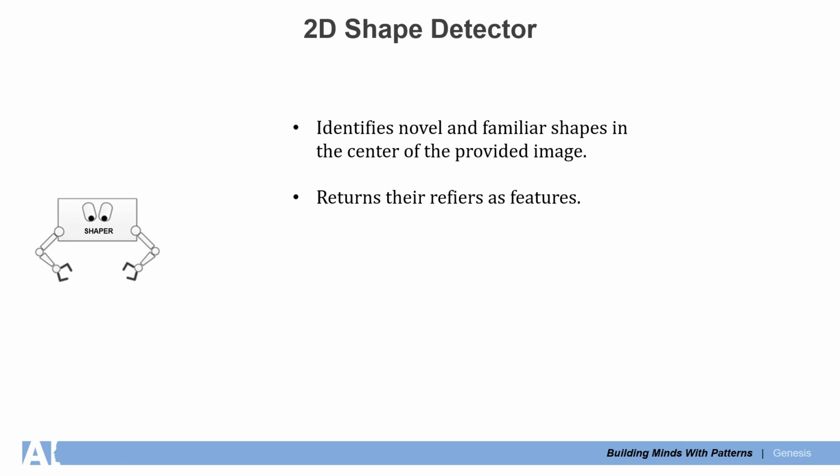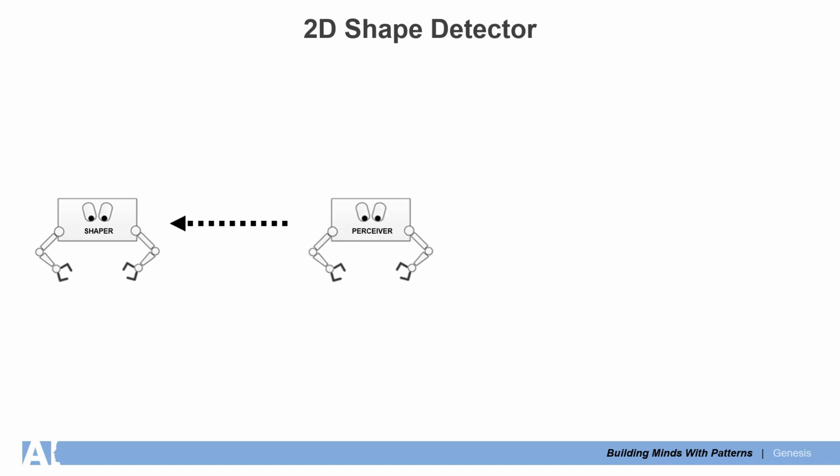The 2D shape detector identifies novel and familiar shapes in the center of the provided image. It returns their reifiers as features. The perceiver sends a request to the shape detector to detect shapes within a video percept.